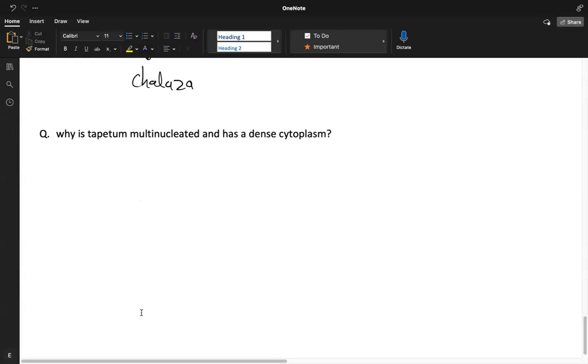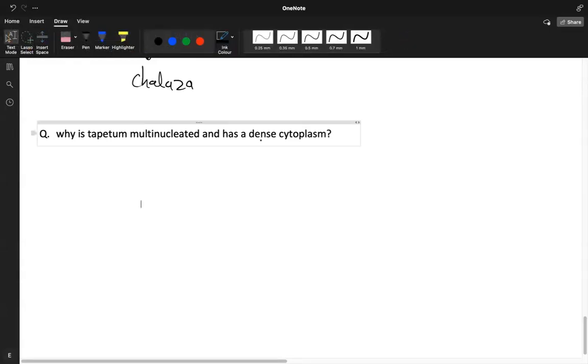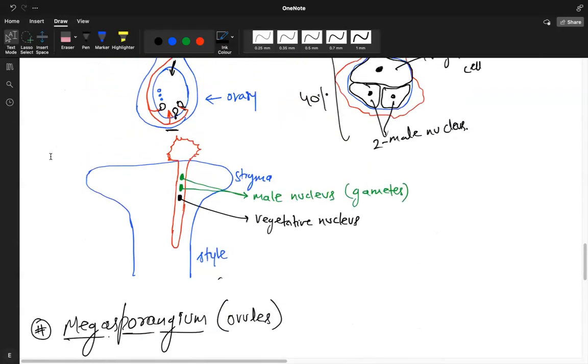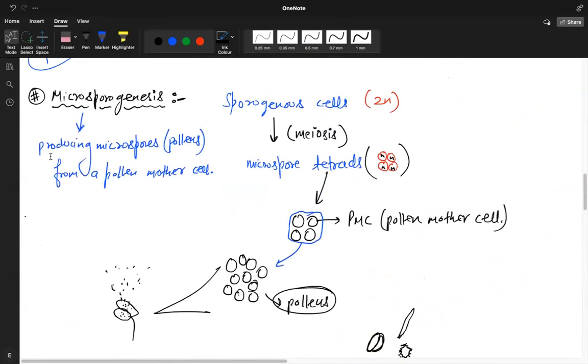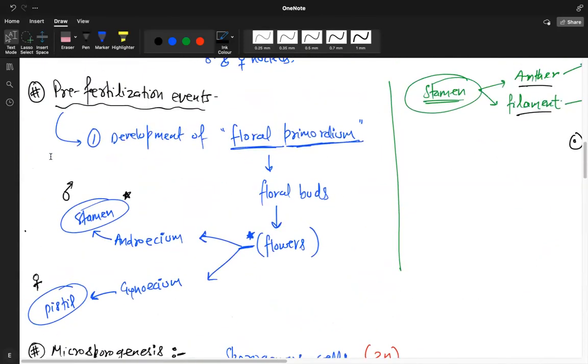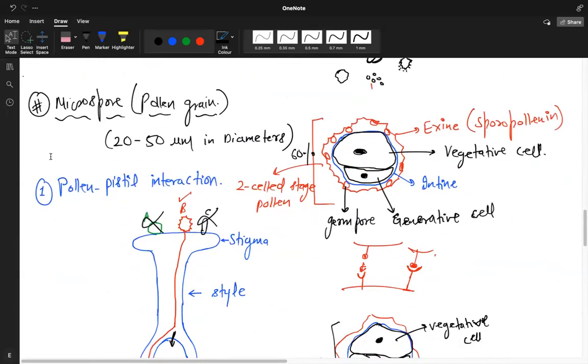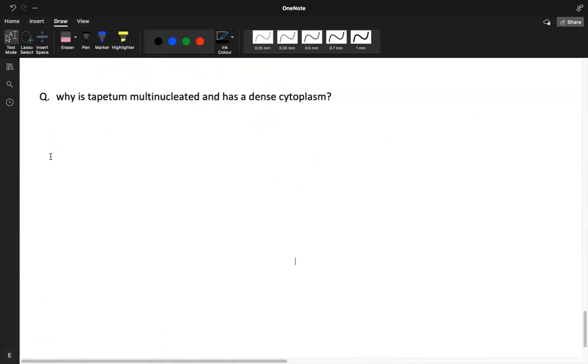For storing food, there are food vacuoles, right? Plants have big vacuoles. You can store food in them. What does it have to do with the nucleus? We discussed it in the last class. What does the tapetum do? It provides nourishment to the pollen grains. Yes, right. And how does it provide nourishment to the developing pollen grains?